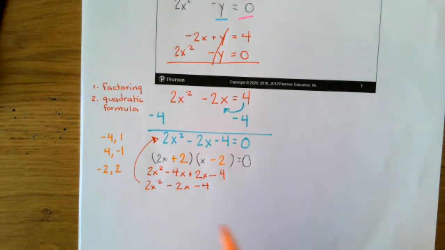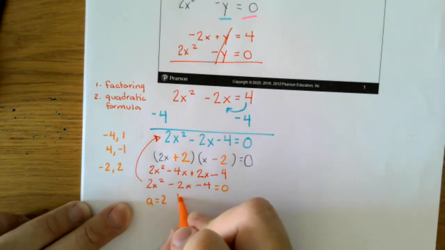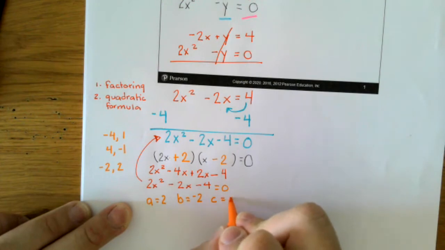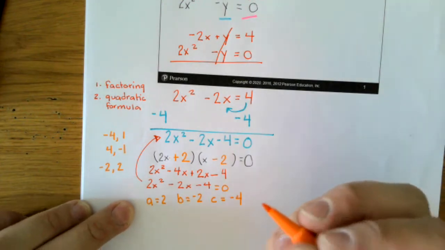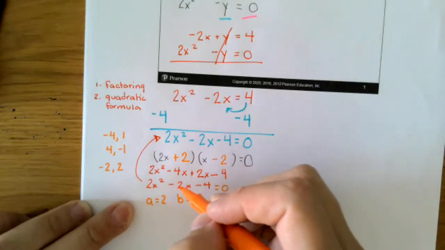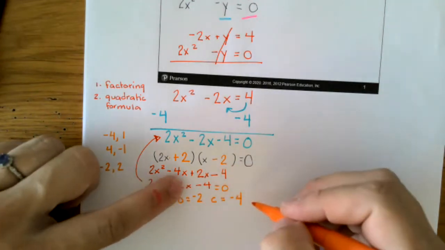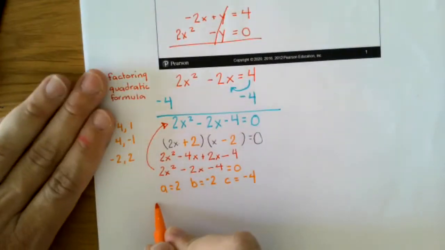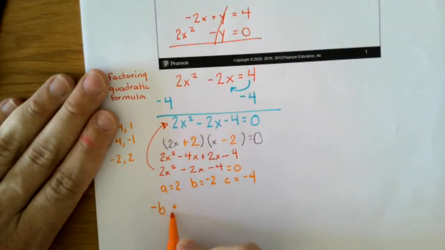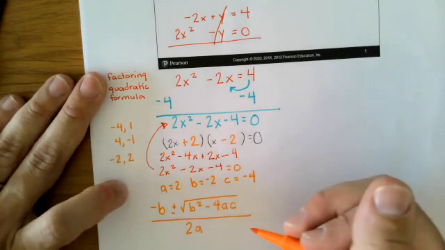right? The quadratic equation says that A is 2, B is -2, and C is -4, right? Sorry, Ax squared plus Bx plus C. So A is 2, B is -2, C is -4. And then our quadratic equation is -b plus or minus the square root of b squared minus 4 times A times C over 2A. So substitute those in if you want.